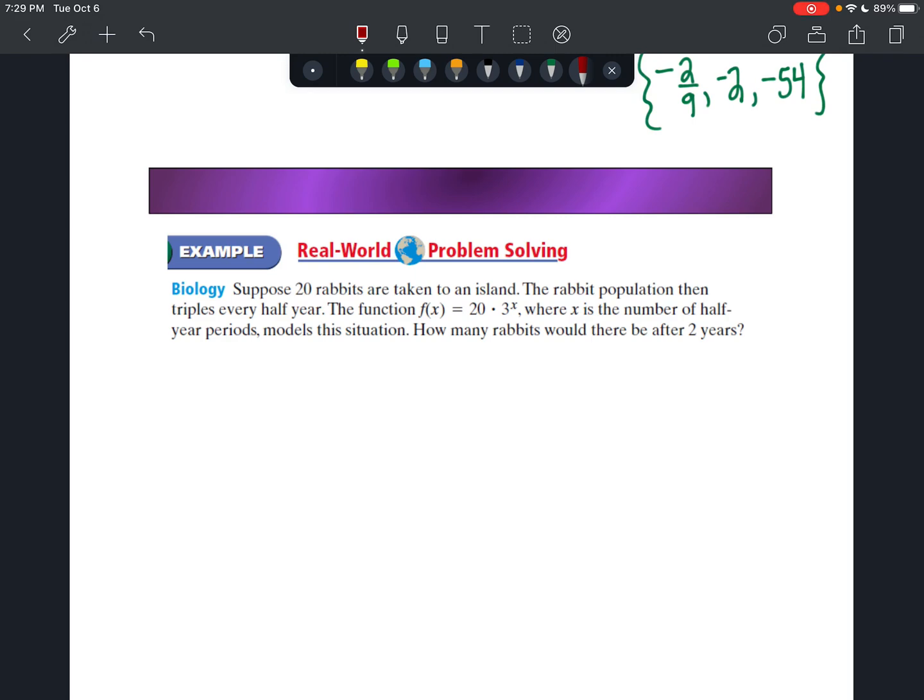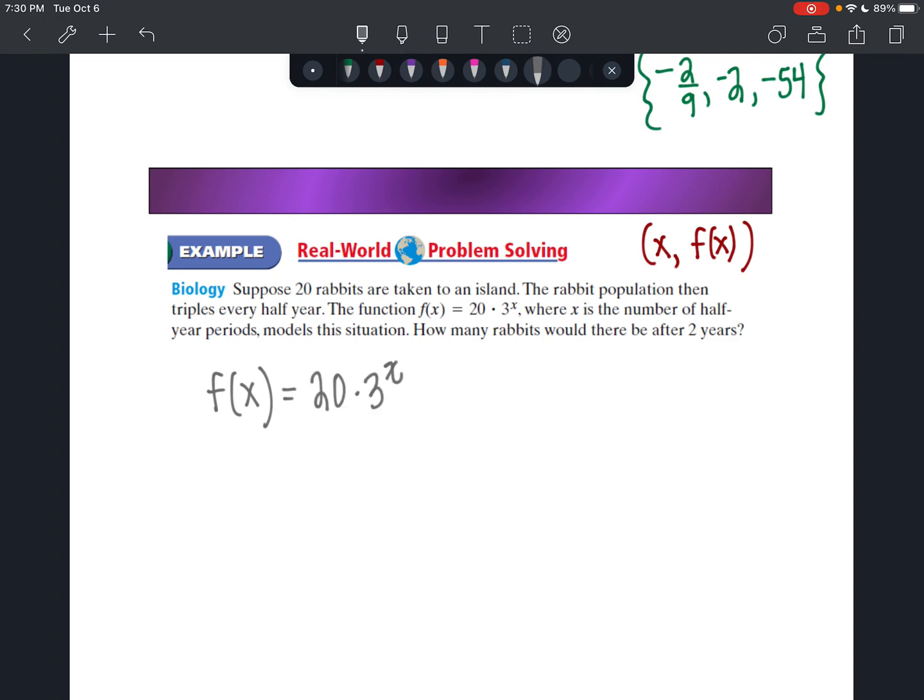It's very important to understand what your input stands for and what your output stands for. So our input is x and our output is f of x. Now I'm going to rewrite the function that they gave us and I'm going to break it down. We have f of x equals 20 times 3 to the x.